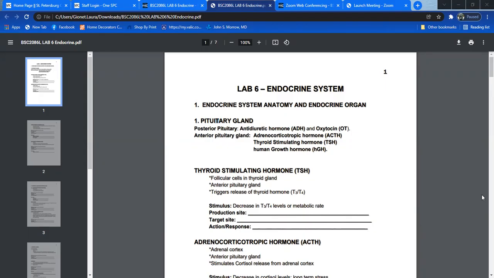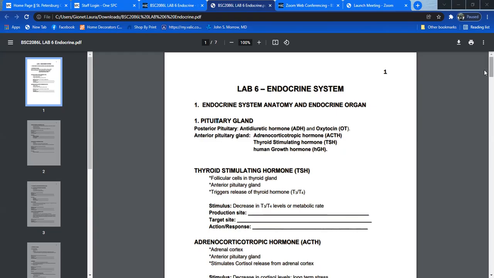We have the posterior pituitary, where we store and release antidiuretic hormone and oxytocin, and the anterior pituitary, where we actually make and release adrenocorticotropic hormone, thyroid stimulating hormone, and human growth hormone. Now, there are 3 additional hormones: FSH, LH, and prolactin. That's good to know, especially for lecture at this point, but we'll look at those other 3 hormones when we get to the reproductive system. Right now, we're going to keep it down to these 3 from the anterior pituitary.